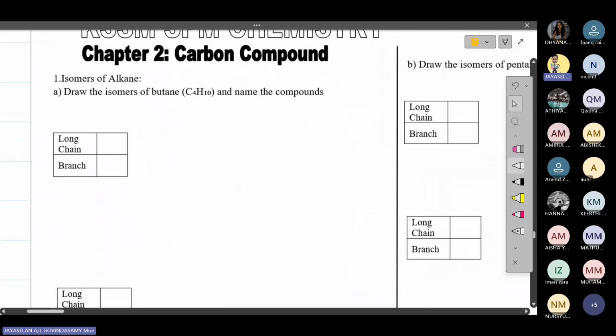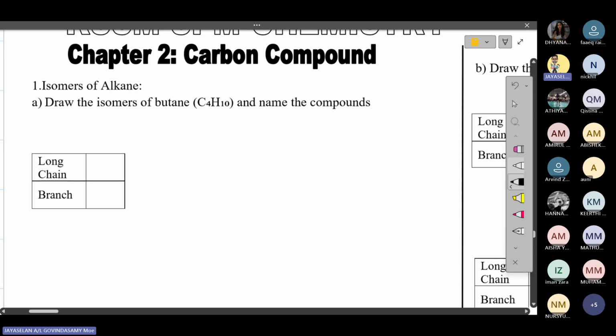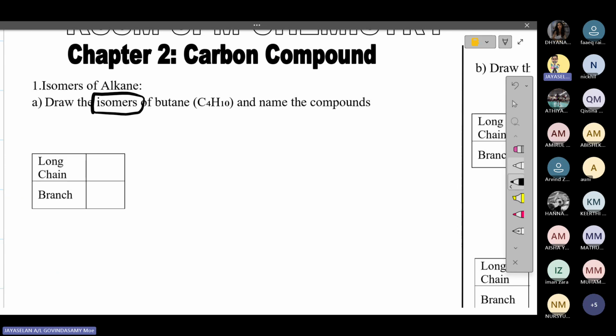Number 1, I will do. Number 2, you guys do. Okay, how to do it? They give you the molecular formula. Draw the isomers. They want more than 1, or they want everything. Okay, isomers for butane. How to draw?